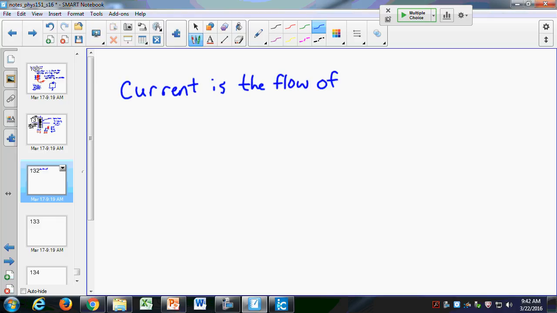We're going to define it. We'll call current I. We're going to define it as charge over time. So in very much the same way that a speed is distance per time, a rate of changing your distance, this is the rate that charge flows past a point in a given time. So if I pick a point in space, and I count the number of charges in a given amount of time, and I divide those two values, that will be my current.